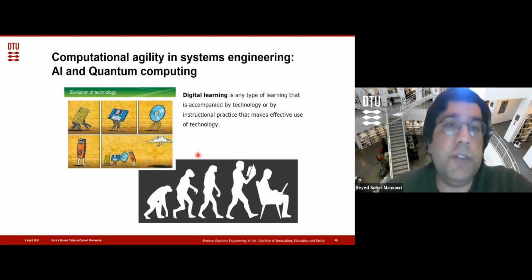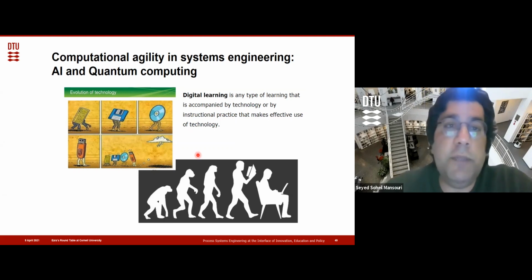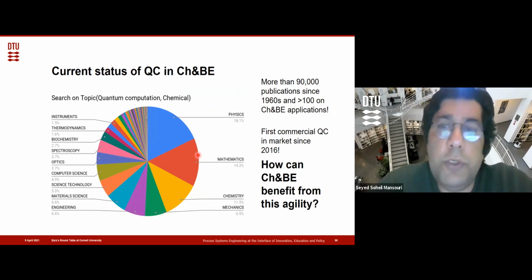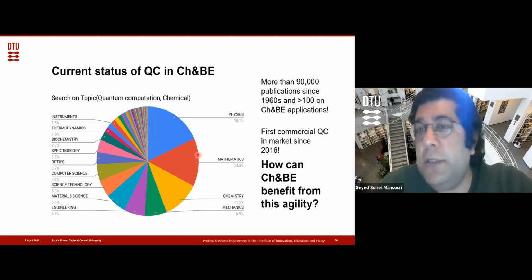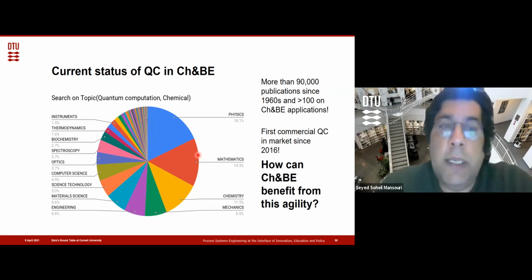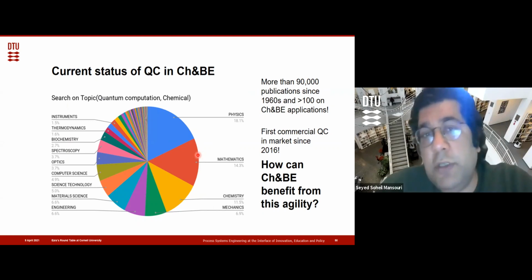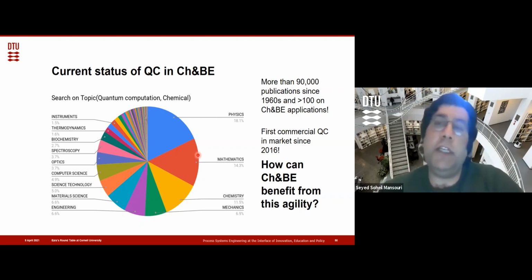Quantum computing and artificial intelligence are two areas where there is a need to develop careful education and pedagogical elements to bring them into the curriculum. This is a survey that we have recently done on the current status of quantum computing in chemical engineering. Since the 1960s, a little over 100 publications within this area are related to chemical and biochemical engineering applications, let alone a few applications only on industrial cases. So there's a lot of space for chemical engineers to explore this computational agility within the chemical and biochemical engineering discipline.